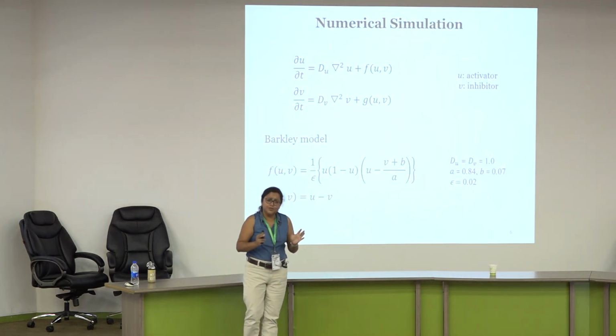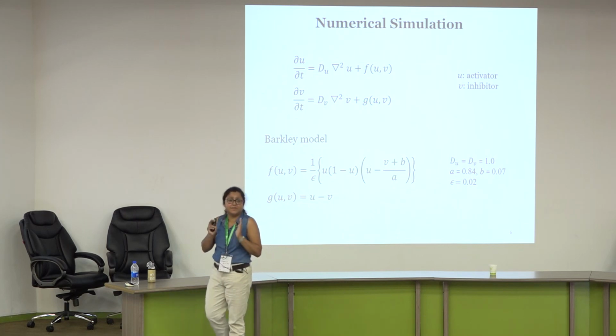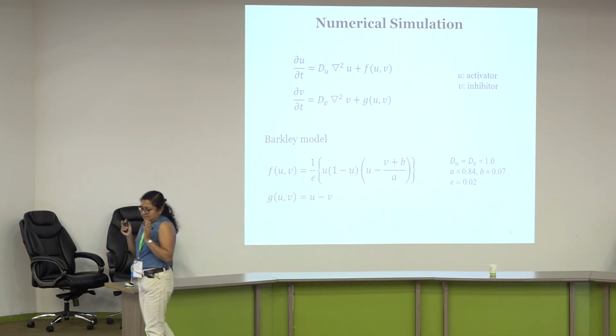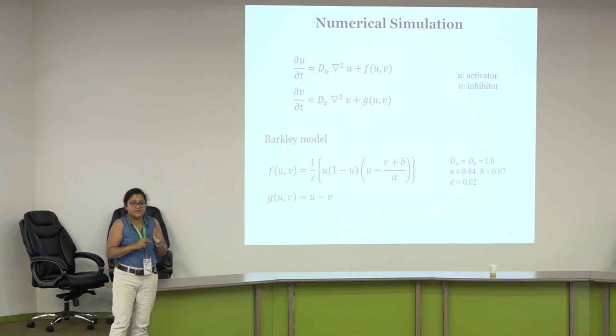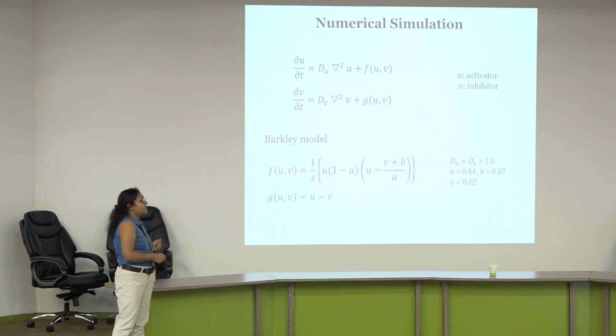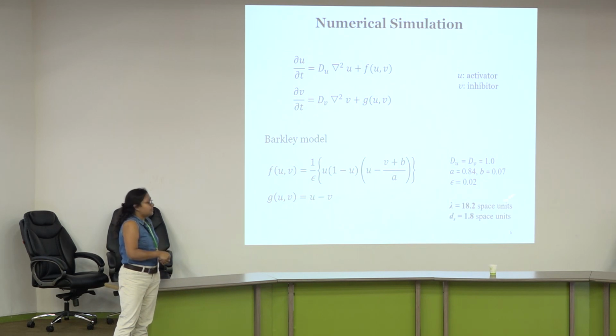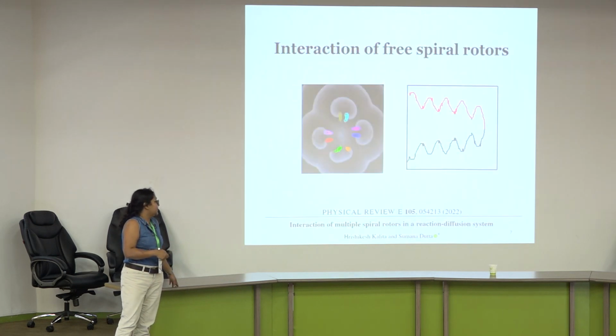For numerical simulation, we choose a simple reaction diffusion system, either the Barkley model, which is a simple mathematical model, or the more specific Oregonator model. Depending on the parameter values that we choose, we get particular values of the wavelength, the time period, and the core size.